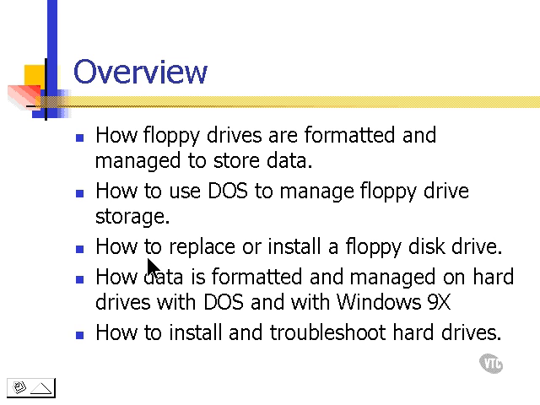Then we'll switch gears and talk about how data is formatted and managed on hard drives, both with DOS as well as with the Windows 9X operating system. And finally, we'll look at how to install and troubleshoot hard drives. So in order to put data onto any type of disk, first we have to format that data. We're going to take a look at how data is physically and logically formatted onto both floppy drives and hard drives. First, let's take a look at the most common types of floppy drives.